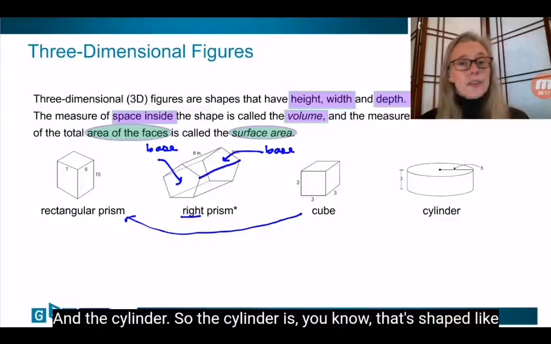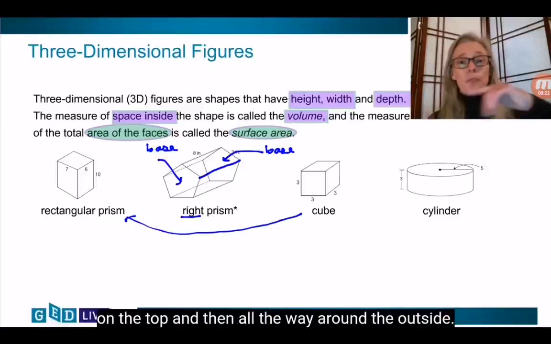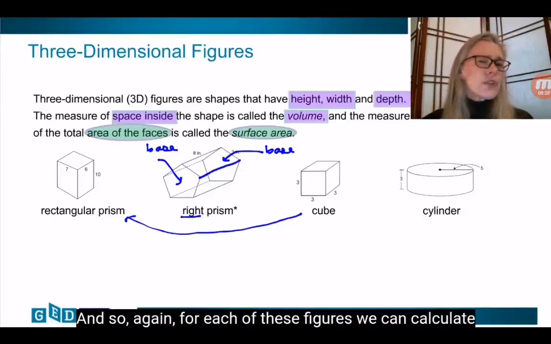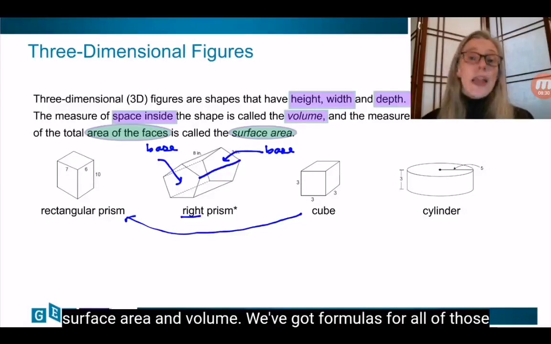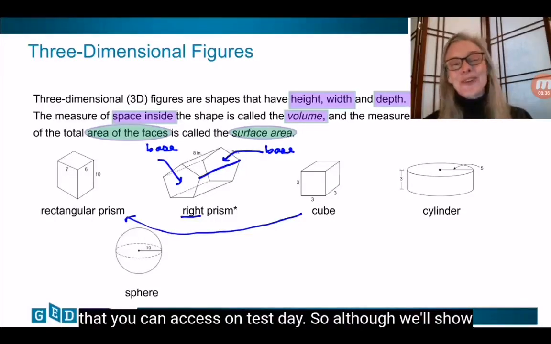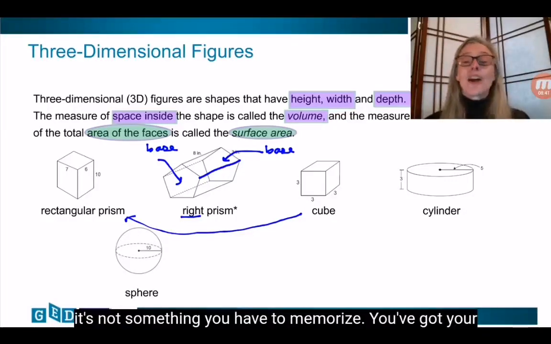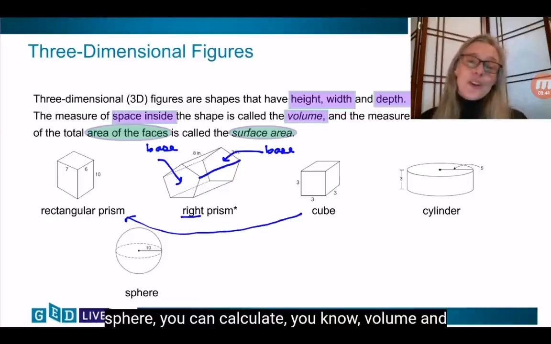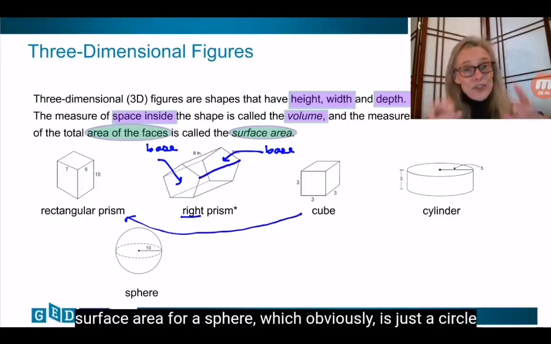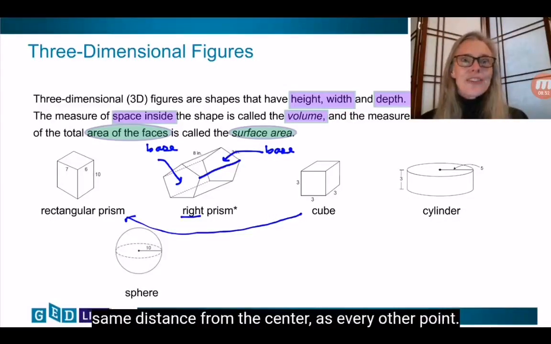And the cylinder. So the cylinder is that shape like a soup can where you just have a circle on the bottom and a circle on the top, and then all the way around the outside. And so again, for each of these figures, we can calculate surface area and volume. And we've got formulas for all of those that you can access on test day. So although we'll show them to you and we'll use them here, you will always have access to them. It's not something you have to memorize. You've got your sphere. You can calculate volume and surface area for a sphere, which obviously is just a circle taken into 3 dimensions. Every single point on the outside of that sphere is the same distance from the center as every other point.